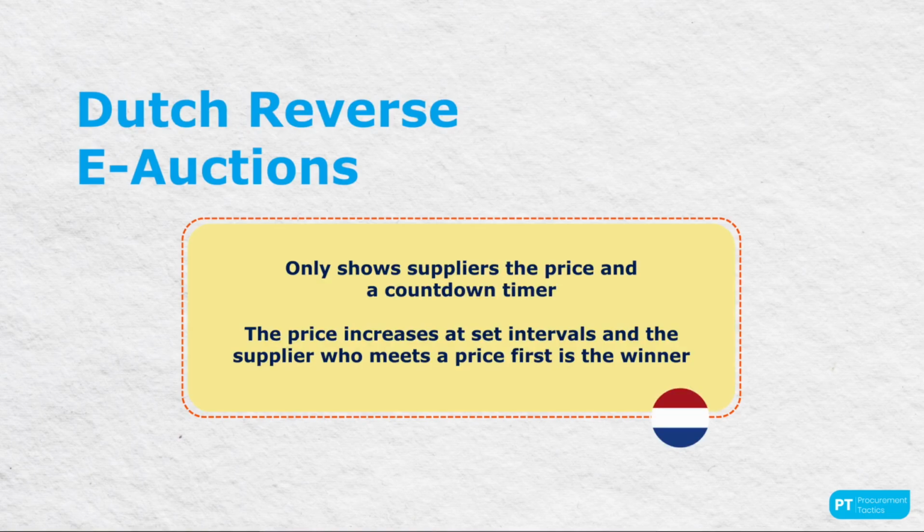Dutch reverse e-auctions. The reverse Dutch e-auction only shows suppliers the price and a countdown timer. The price increases at set intervals, and the supplier who meets a price first is the winner. This works best for a small number of suppliers. You have to decide on a starting price, which is usually low, the price increases, the amount of time a price is valid before the increase, and how many price increases there will be. A variant of this auction is limiting the quantities suppliers can buy for each price floor, depending on the rules you set. This limits how much can be claimed at each price.